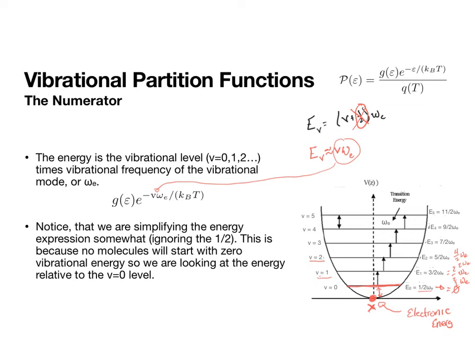Now, let's go back. We have the numerator. So g of epsilon is our degeneracy. We said this is given. And this is our vibrational energy.